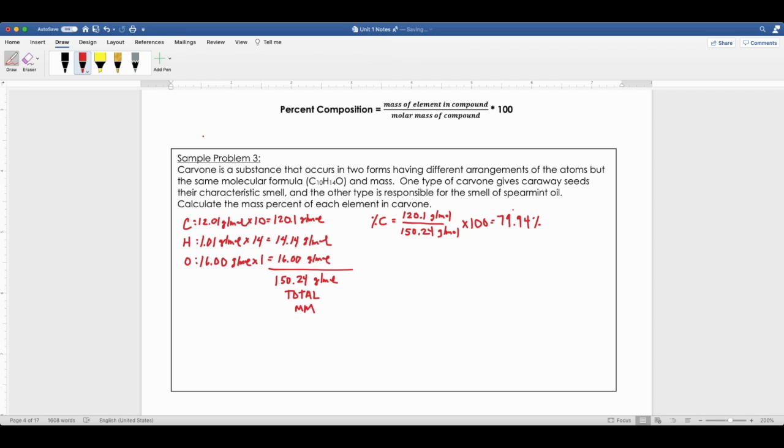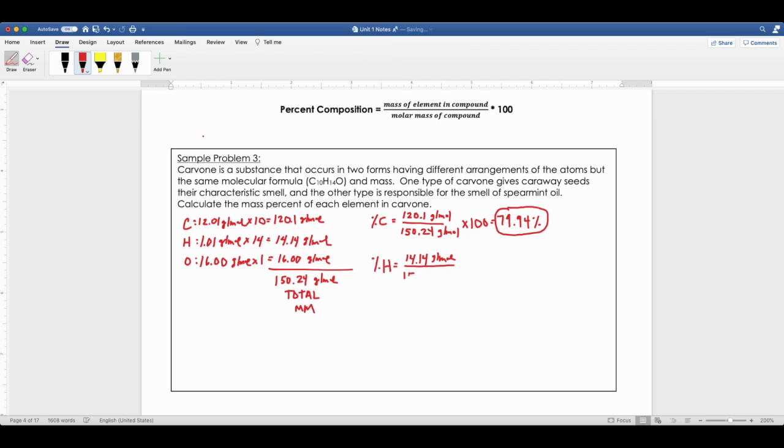So this particular compound, Carvone, is 79.94% carbon. Let's go ahead and do the same thing for hydrogen. So I'll do percent of hydrogen next. I'm going to take the mass of hydrogen in question, the total mass of hydrogen. So 14.14 grams per mole of Carvone comes from hydrogen.